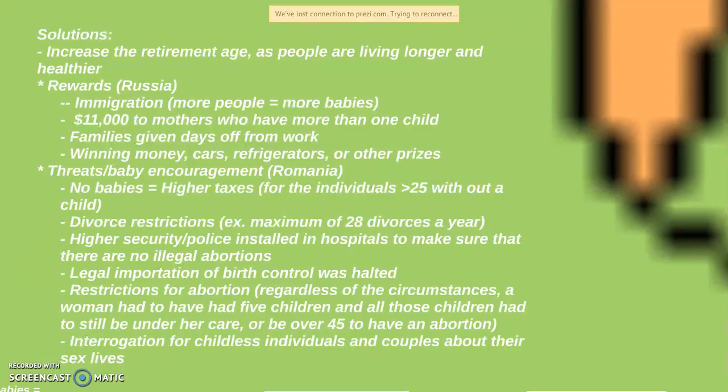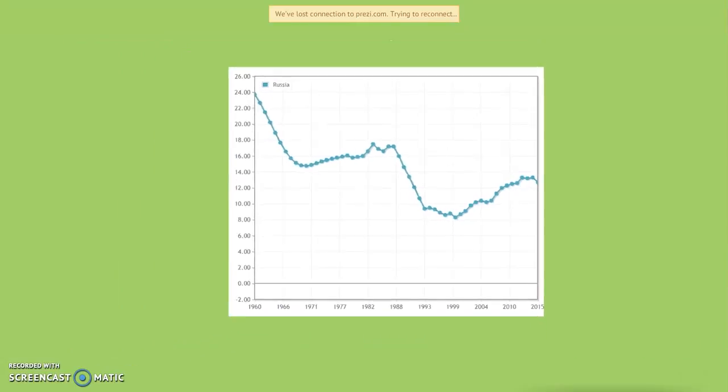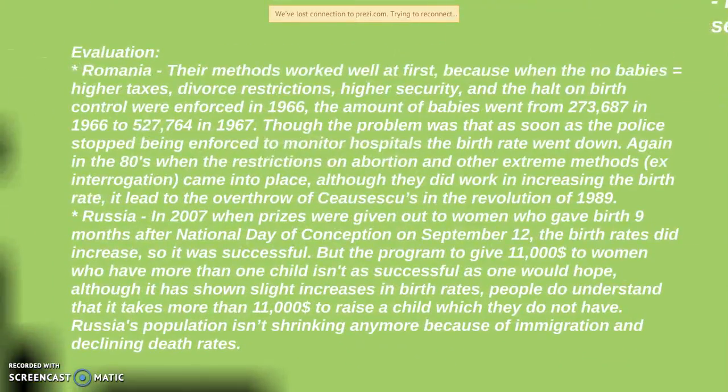Restrictions for abortion were made in 1980. Regardless of the woman's circumstance, she had to have had 5 children, and all those children had to be under her care at the time, or she had to be over 45 to have an abortion. That was the only way they could get it. Also during the 80s, interrogation of childless individuals and couples about their sex lives was introduced to promote births. So these are the birth rates of Russia and Romania that I will use.